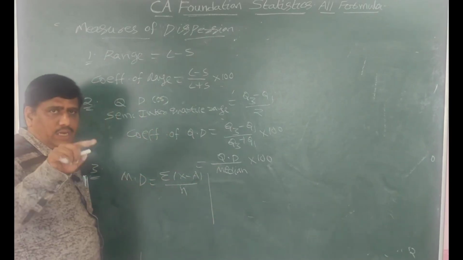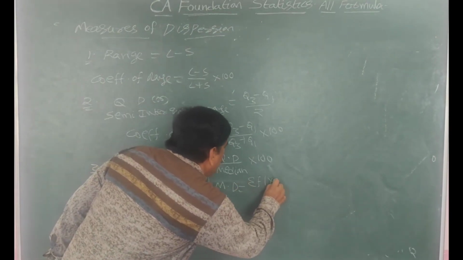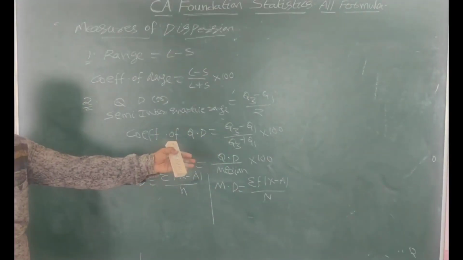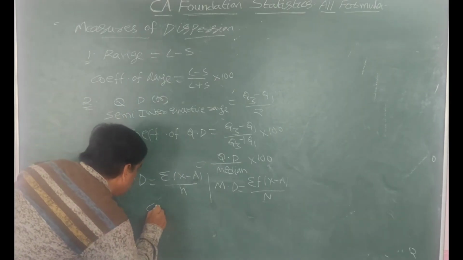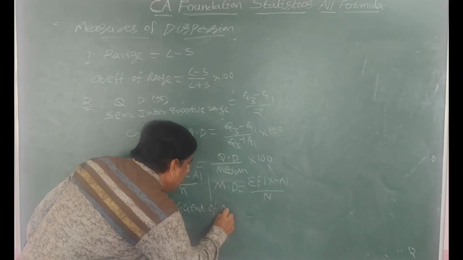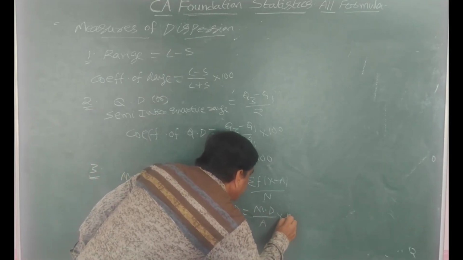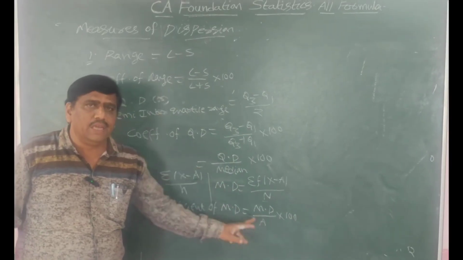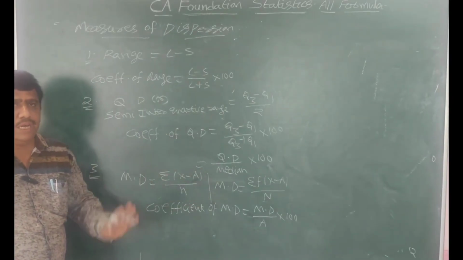If it is a discrete or continuous series with frequencies, the MD formula is summation f into mod x minus A by capital N. This is the formula for MD in the case of discrete and continuous. Again, coming to coefficient of MD. Coefficient of MD is a relative measure whose formula is MD by A into 100. Here A means, if it is computed with respect to mean, A is mean; with respect to median, A is median; with respect to mode, A is mode. Okay, coefficient of MD, MD by A into 100.